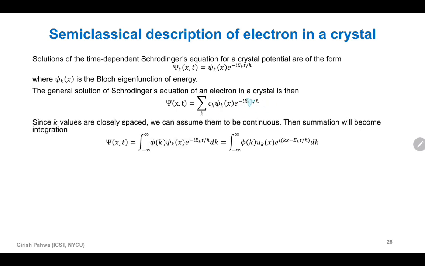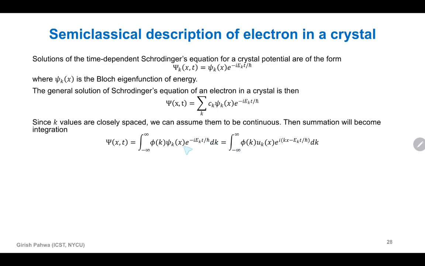So when we have an integration, what will happen? This c_k is going to become a function of k. The coefficient itself is a function of k, phi of k, and then you have this psi k as it is, and e to the power minus iEt over h bar, and of course you are integrating with respect to k. That's what you get. Of course I have written it from minus infinity to infinity, but you can contain it within one Brillouin zone, minus pi by a to pi by a. You can do that.